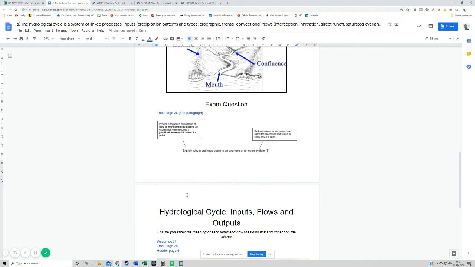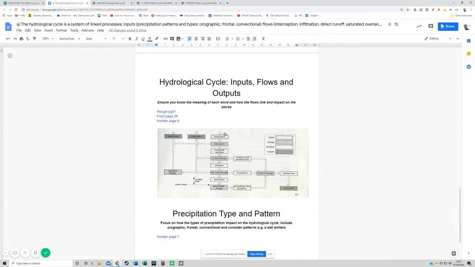So like it says here, you've got to understand what a system is, and when you've done this bit as well, you'll know a drainage basin has got inputs, flows, which are the processes in this definition, and then outputs. So an input of precipitation, for example. A flow could be, let's get one you might have heard of, infiltration, moving from the surface storage to soil moisture storage. And then you've got an output like evaporation.